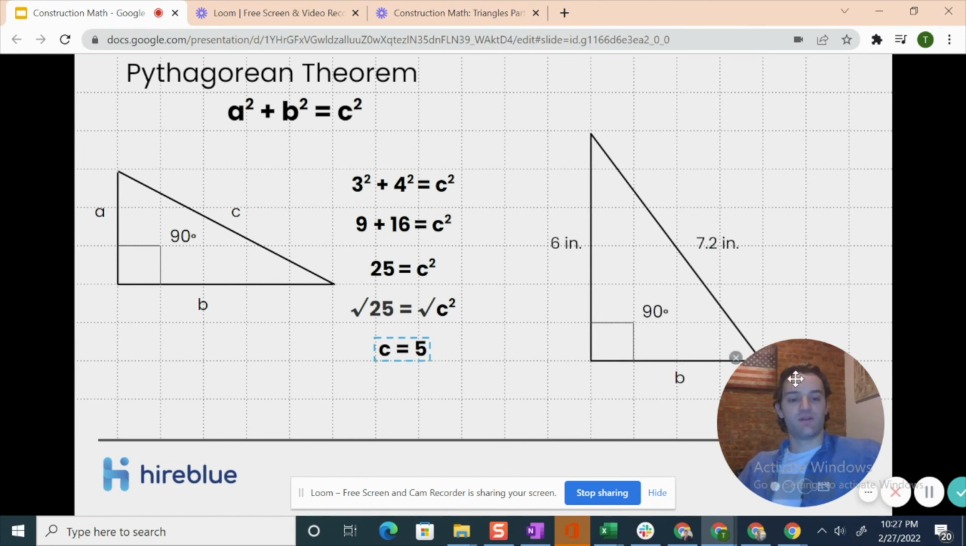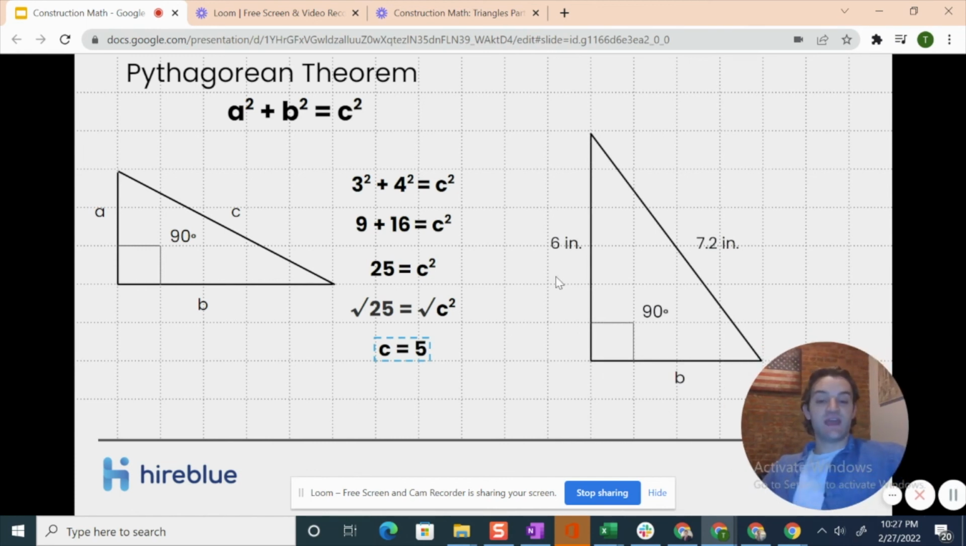So let's go through another quick example. Say we know that A is 6 inches and we know the hypotenuse this time is 7.2 inches. We need to solve for B. So how do we do that? We plug the numbers into the Pythagorean theorem equation. A squared is 6 squared, plus B squared, B is what we're trying to solve for, equals 7.2 squared. So let's solve it. 6 squared is 36, 7.2 squared is 52.